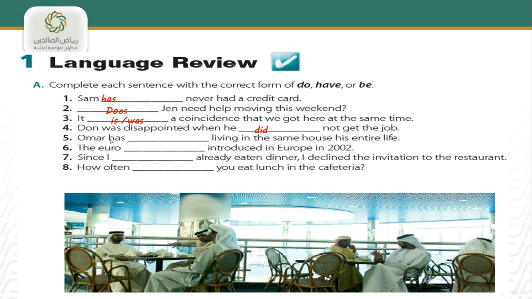Omar has been living in the same house his entire life. Living is a continuous tense, and we have has. So has is followed by the past participle. The past participle of the verb to be is been.